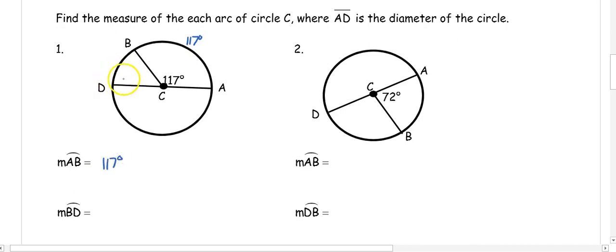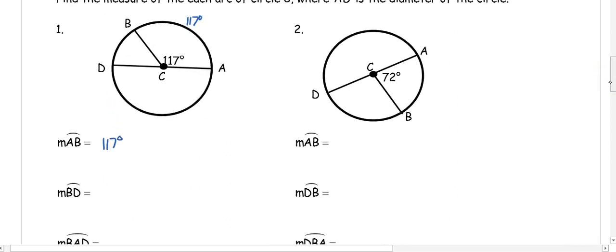The next one is BD. Well, we know that AD is a diameter, so it's creating 180 degrees of that semicircle, and one arc is already 117, so we can do 180 minus 117 to get us 63 degrees.